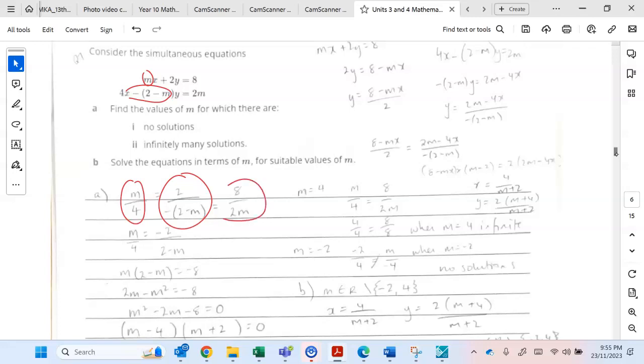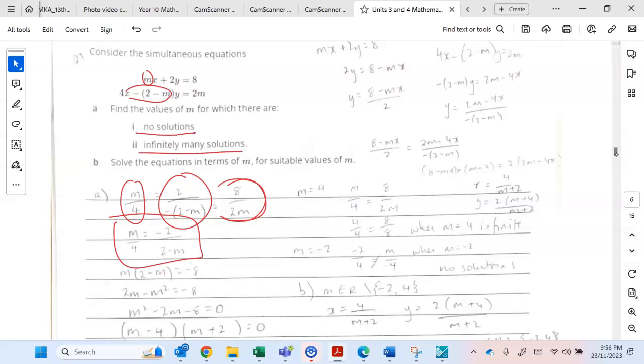This part here, you don't need to do until later. If I was to do this again, I probably wouldn't write that, but in this step here I just deal with the first two, because the first two just tell me whether it's a unique solution or not. And then this last one tells me whether it's the same line or not. However, in this question, we're looking for, first of all, no solutions and infinitely many solutions.